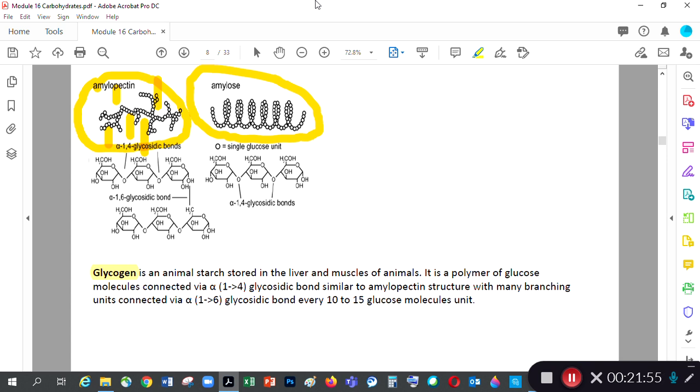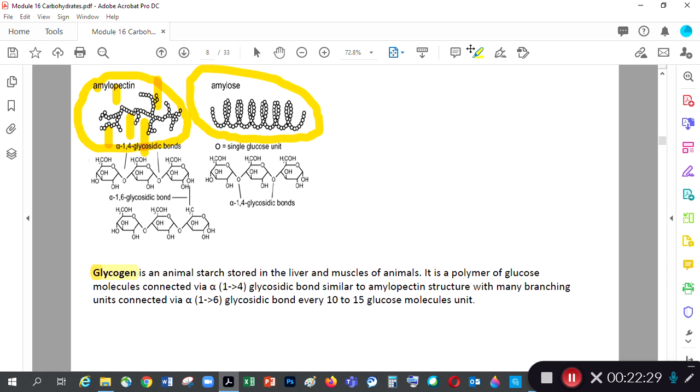The glycogen, the second part of the polysaccharides. We said starch, we said glycogen, and we said cellulose. So glycogen is the second one, correct? And this is found in animals. The only difference between glycogen and amylopectin is that it's really like amylopectin.